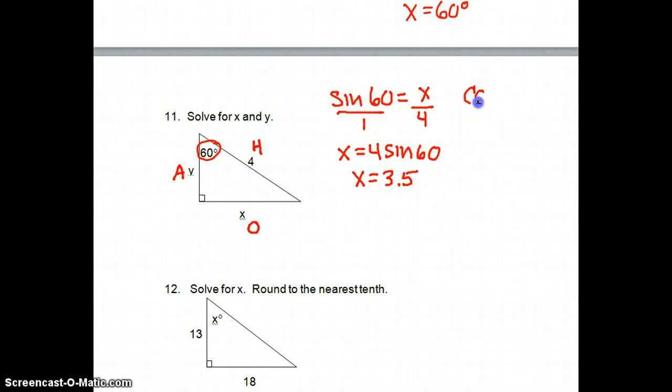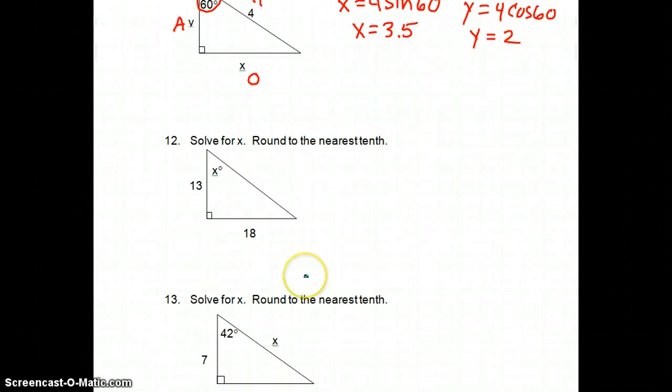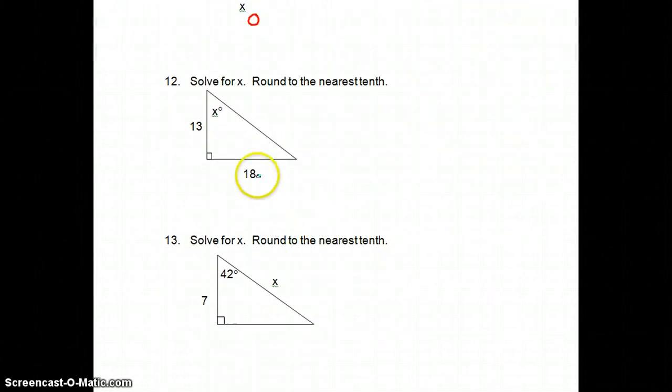And then the cosine of 60 is equal to y over 4. Cross multiply, y equals 4 cosine 60. 4 cosine 60 equals 2. So y equals 2. That's number 11. 12. Solve for x, round to the nearest tenth.